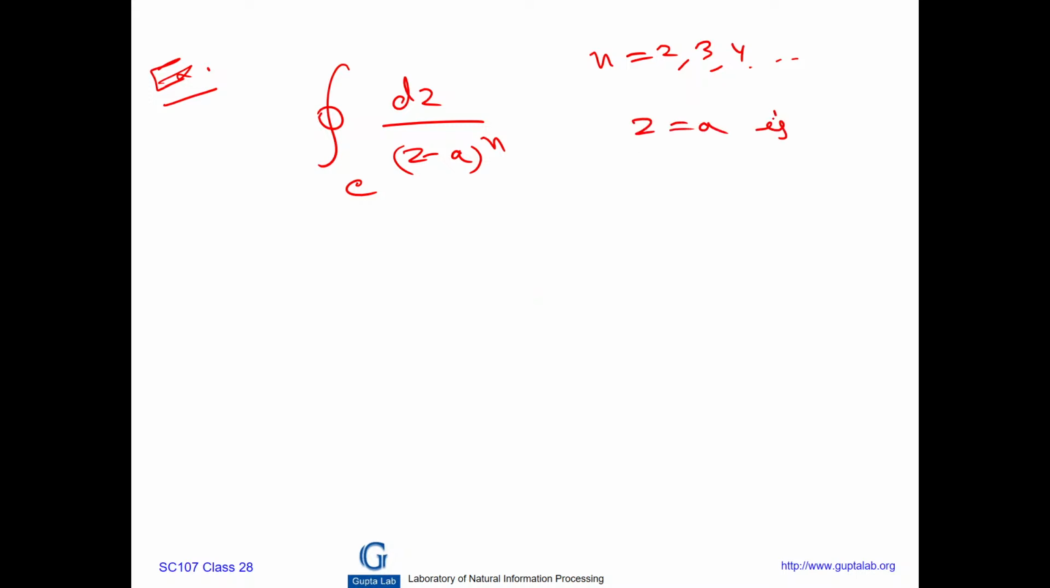Another more example, integration along C dz over z minus a raised to power n, where n is equal to 2, 3, 4, and z is equal to a is inside the simple closed curve C. अगर बाहर है तब तो जीरो ही होगा, वैल्यू कोई इश्यू नहीं है उसको करने में, राइट. सो नाउ इसको निकालना है. सो n इज इक्वल टू 1 का केस हमने देखा है. व्हाट विल बी द वैल्यू नाउ?